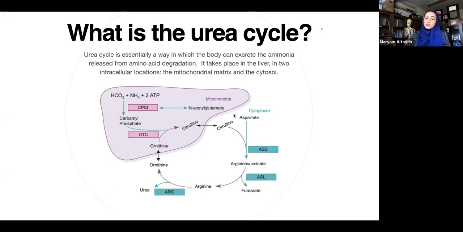Because of that, the body has to create a way to excrete these safely, because ammonia is not safe to be excreted. You want to put it in another form, and hence we have the urea cycle. The urea cycle takes place in the liver, which we know is the detoxifier of the body. It takes place in two locations. Within hepatocytes, or your liver cells, a few steps take place in the mitochondria, and then everything else takes place in the cytoplasm or cytosol. So again, what is the urea cycle? It's the way the body excretes ammonia in a safe way by turning it into urea. We're going to learn about all of these different steps today.